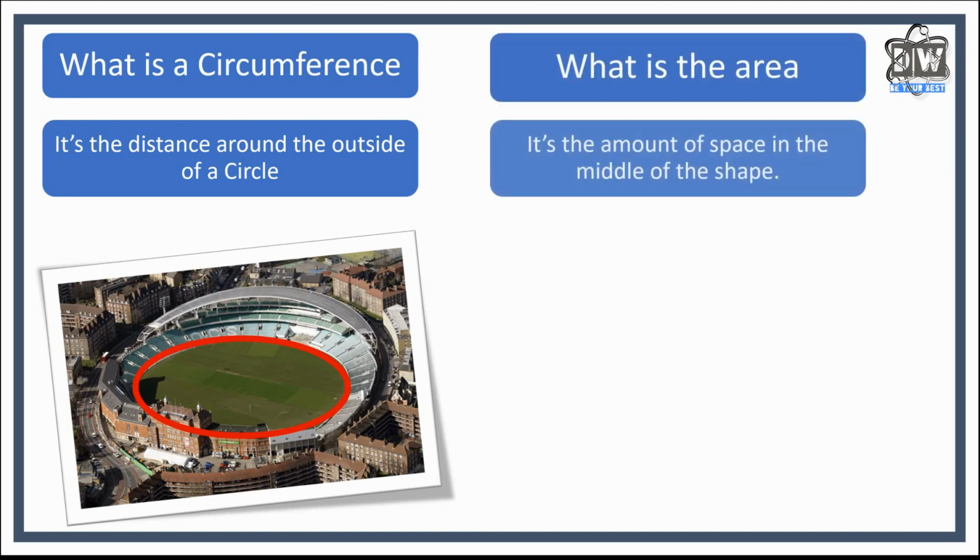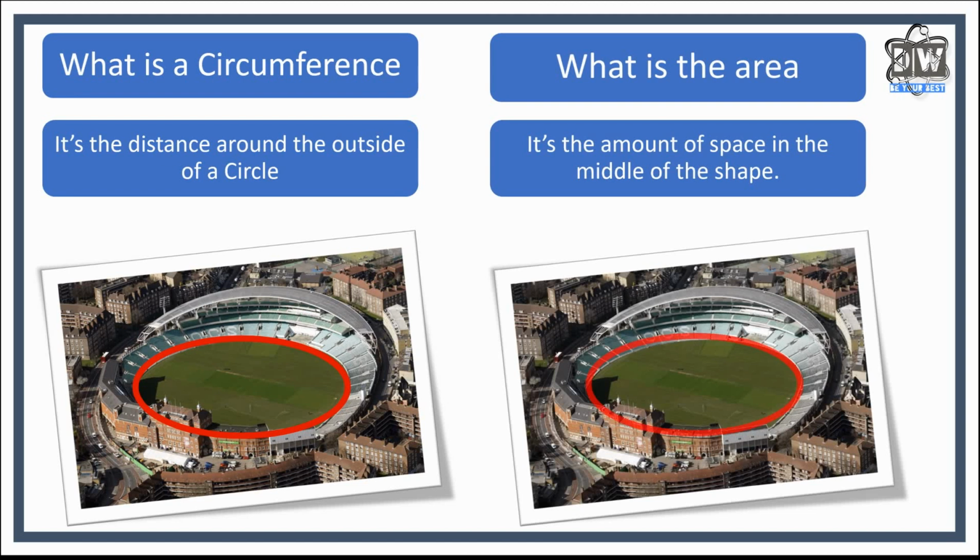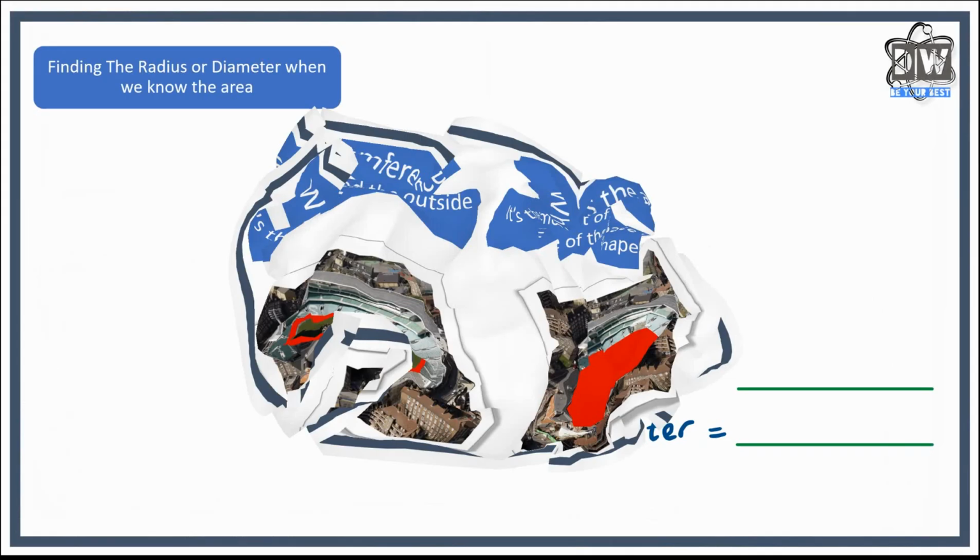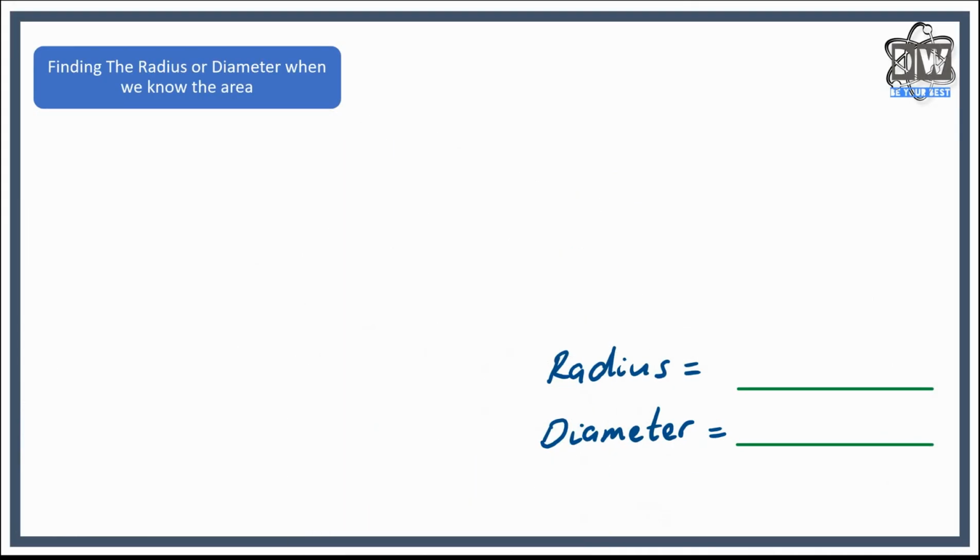And what's the area? Well, it's the amount of space in the middle, which is highlighted here. So really nice and simple. We should know that already. If we don't, we need to go back and watch the other videos, that's for sure. So finding the radius or the diameter when we know the area, that's the first one we're going to do.